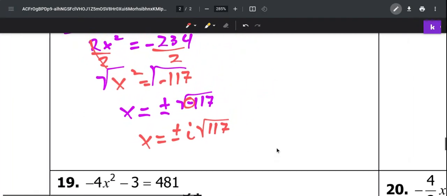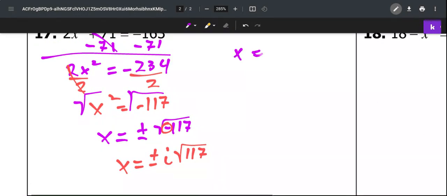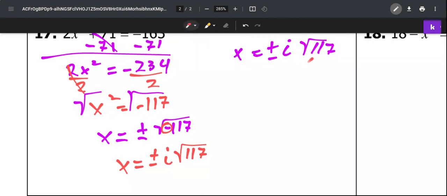Now we need to break down 117. I'll write it up here again just so we have it. Radical 117. Okay, now I know that this can break down into two factors, and one of those factors needs to be the biggest perfect square that is a factor of 117, and that would be 9. So that gives me 13 as the other factor.